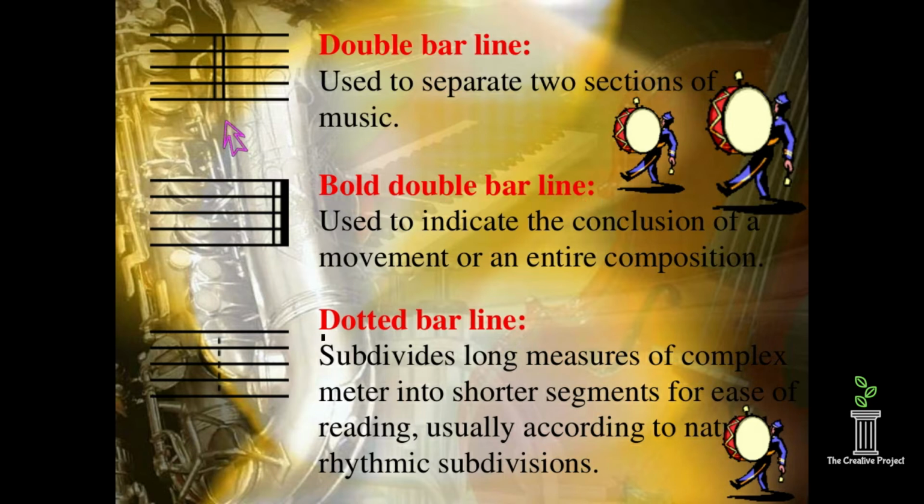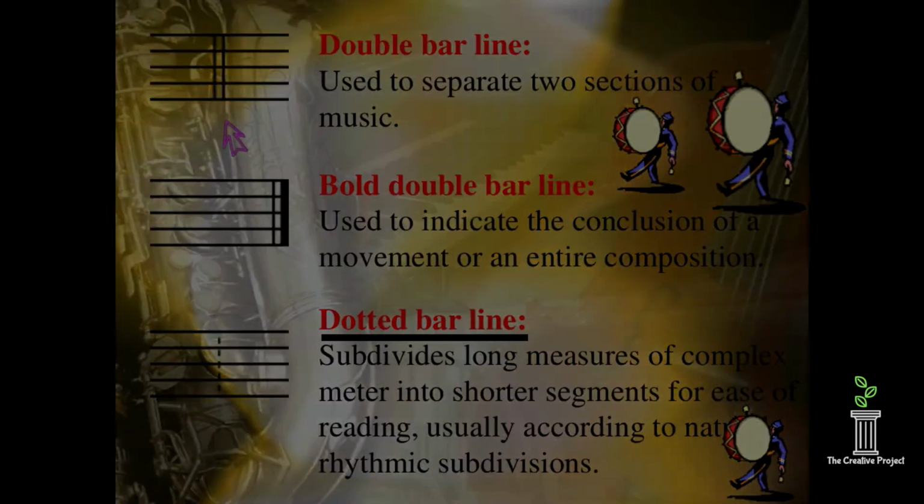And the next one is the dotted bar line. Here you can see the dotted bar line. This dotted bar line subdivides long measures of complex meter into shorter segments for ease of reading, usually according to natural rhythmic subdivisions. Sometimes under a measure you'll get a complex music. So these complex music are subdivided by a dotted bar line for the ease of the music.